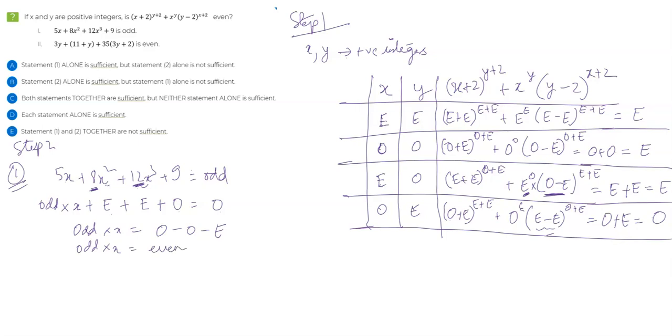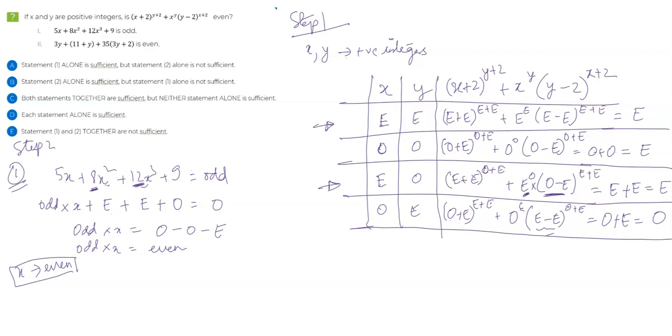Now think about it. You're multiplying an odd number with x, okay, and you're getting even. When is this possible? This is only possible when x is even, right? Then only even times odd will give you even. So from this statement, you can figure out that x is even. Okay, so if x is even, you're looking at this case and you're looking at this case, right?